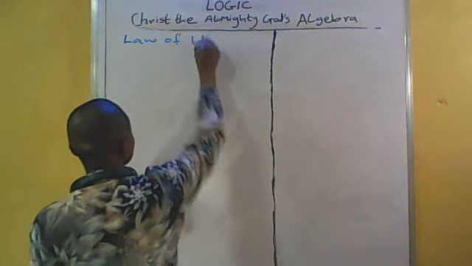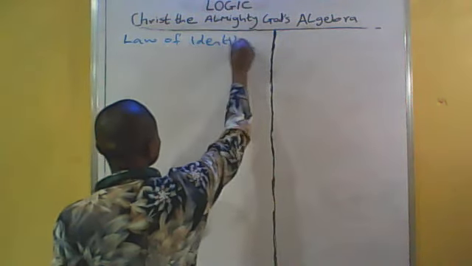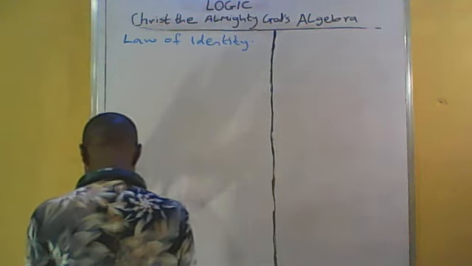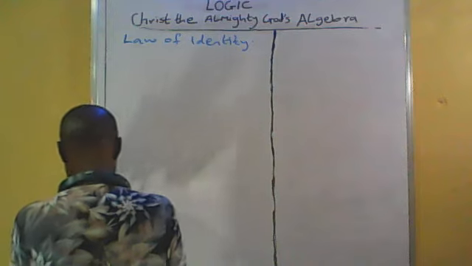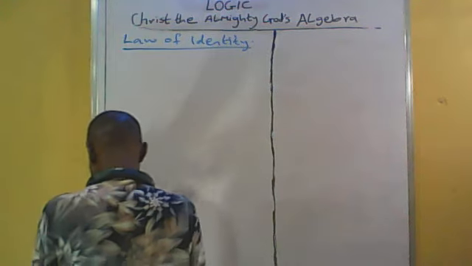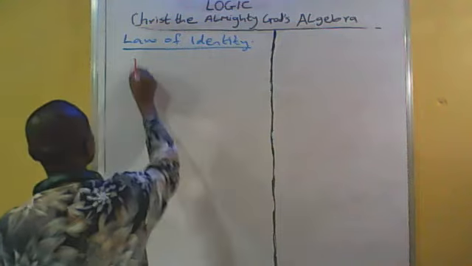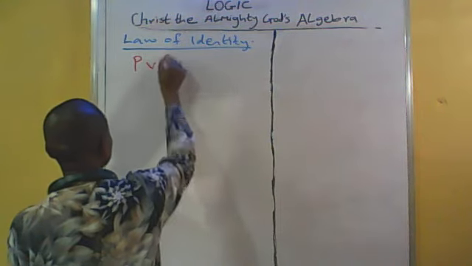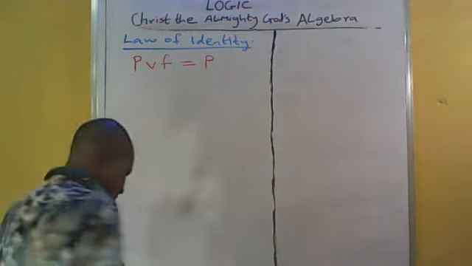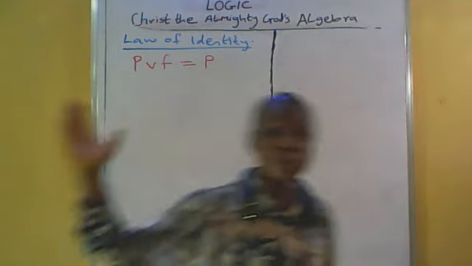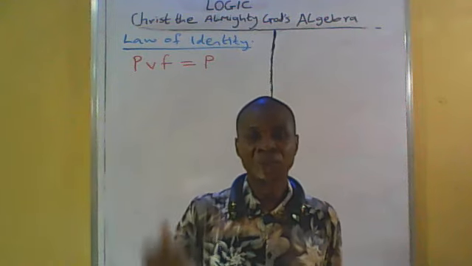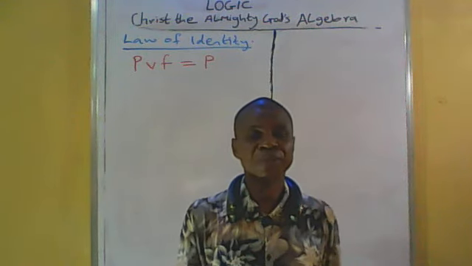Law of identity. P or F is equal to P. This is a typical example of law of identity by disjunctive statement.